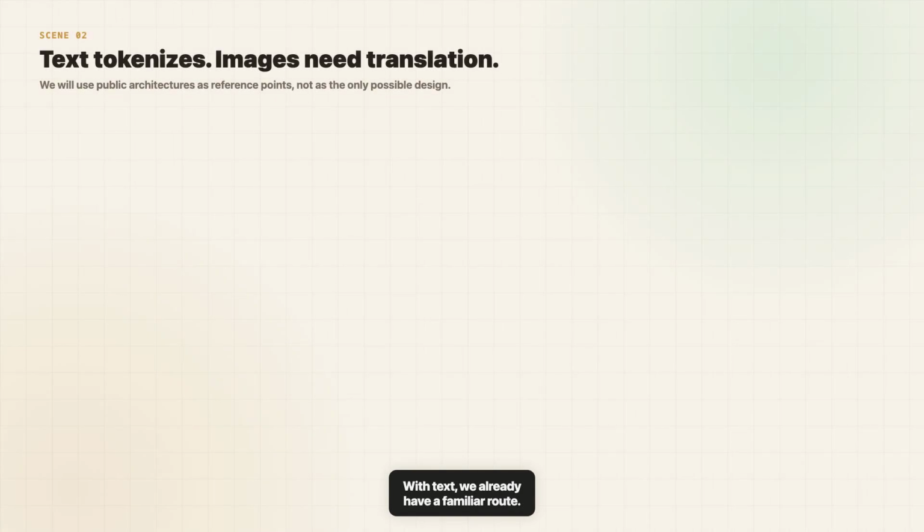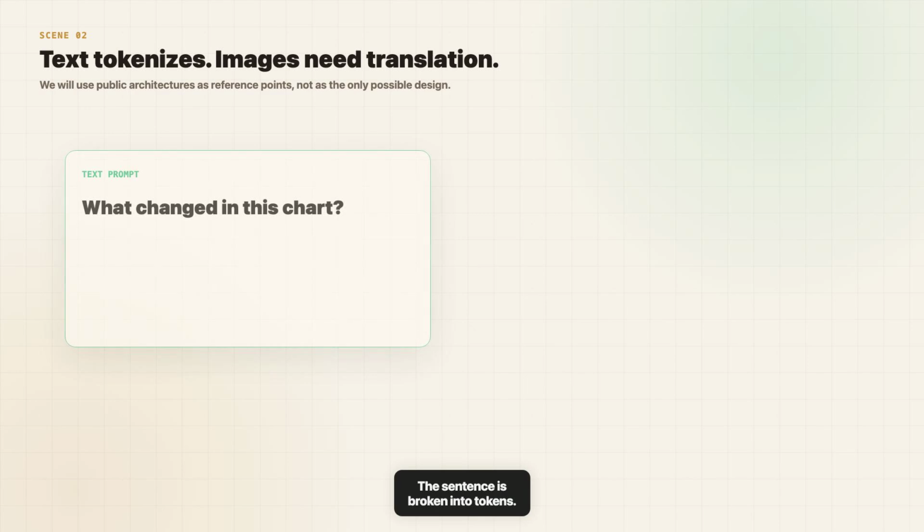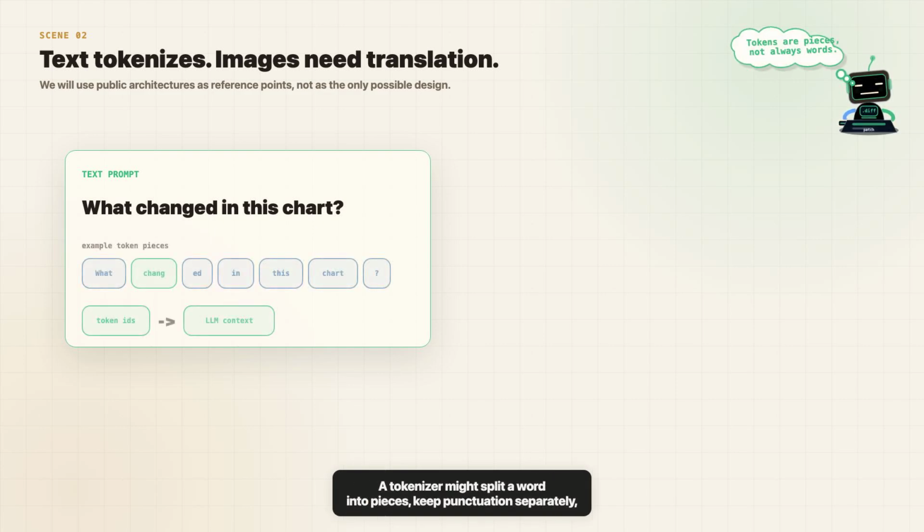With text, we already have a familiar route. The sentence is broken into tokens. Those tokens become embeddings. Then the model processes them as part of its context. The exact tokens are not always whole words. A tokenizer might split a word into pieces, keep punctuation separately, or represent common fragments directly. But the important idea is simple. Text already has a path into the language model.